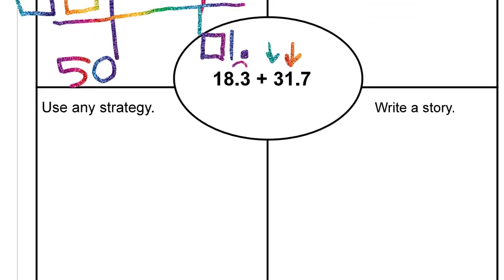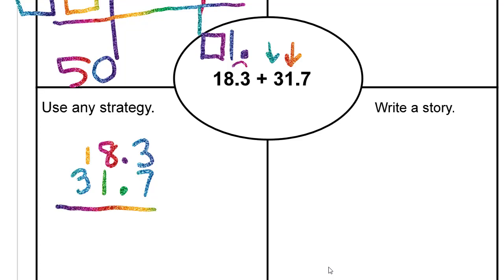And then we could go down, and now it's up to you guys. What's another strategy you could use? Couldn't you use the standard algorithm? That would be my way, guys. And make sure we line up our decimals. And then we have 7/10. We have 1 and 3/10. You guys add that up at home and see if we match this.